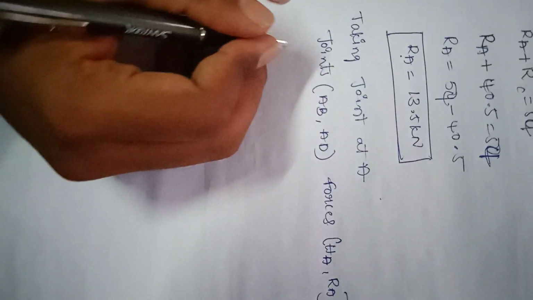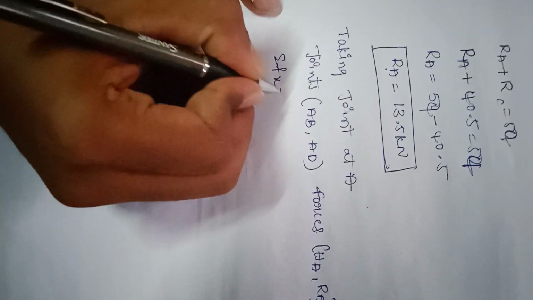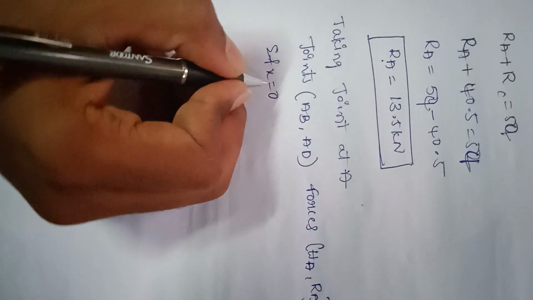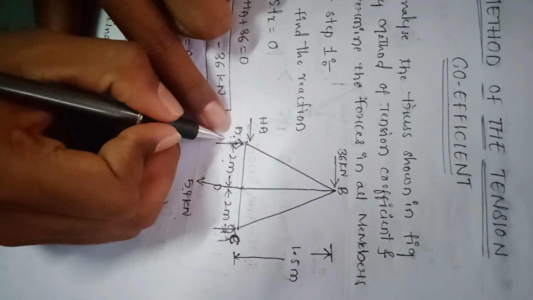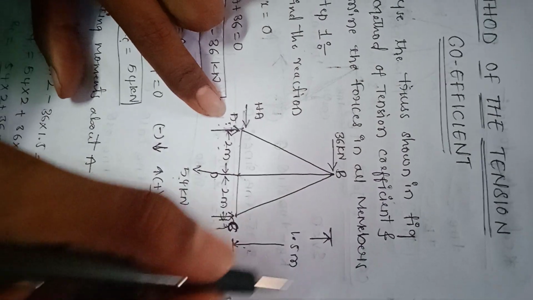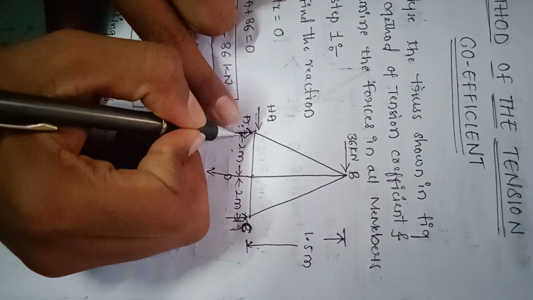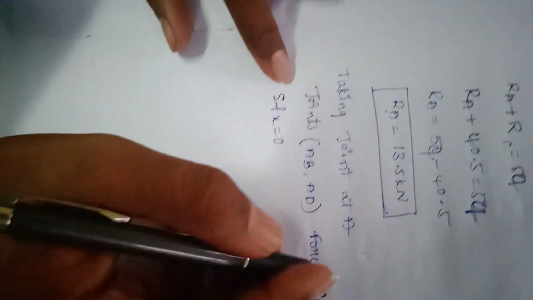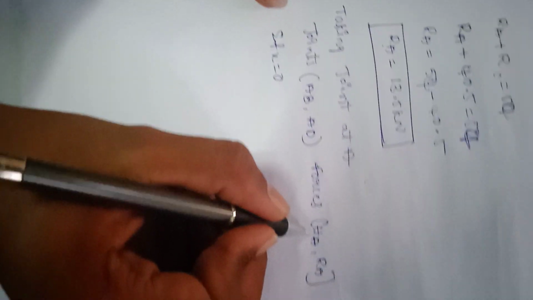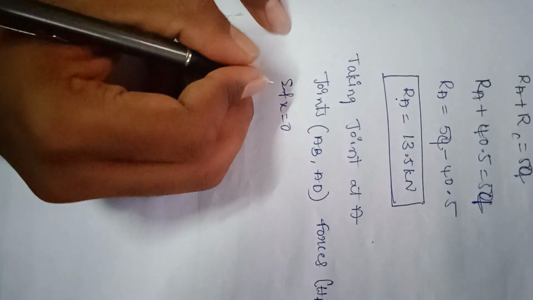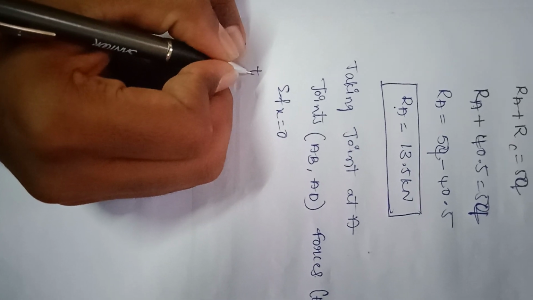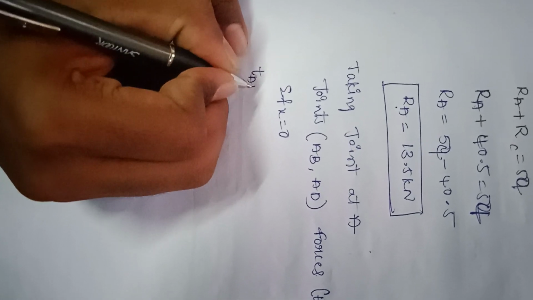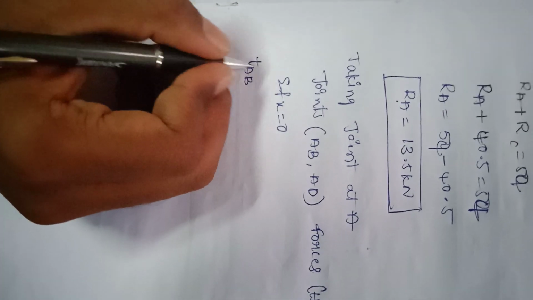So let us consider sum of forces equals 0 at joint A. Therefore how many forces do we get at joint A? That is HA and RA. Therefore, in the tension coefficient method we are considering the tension in member AB.